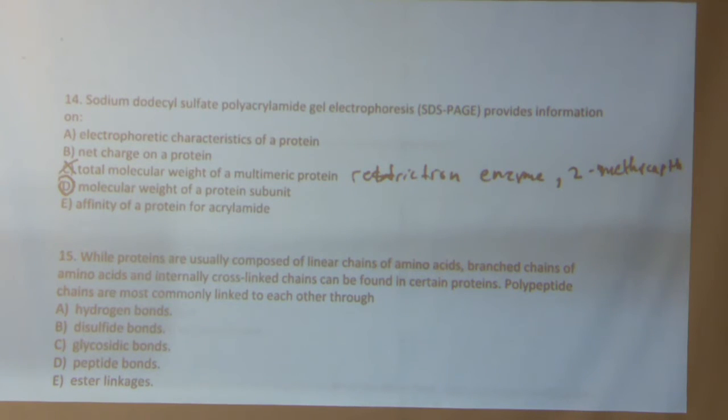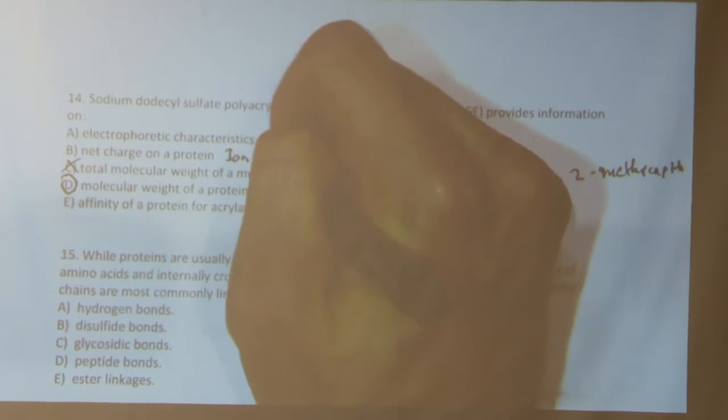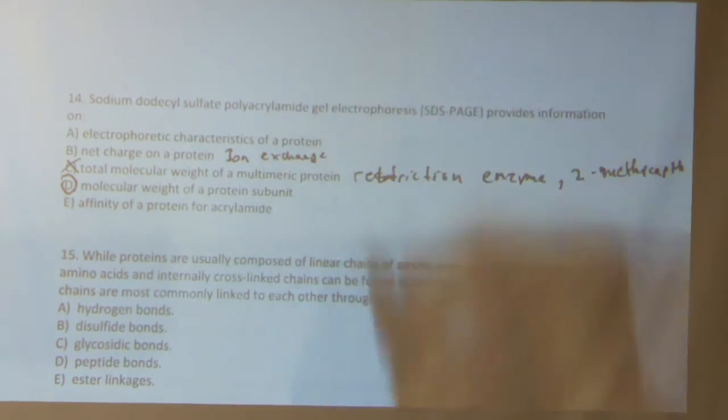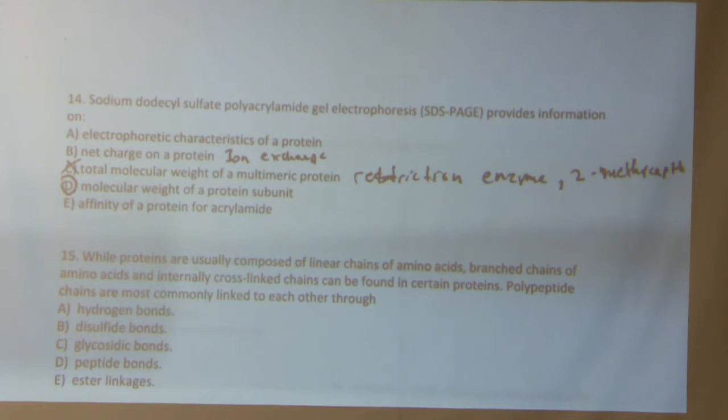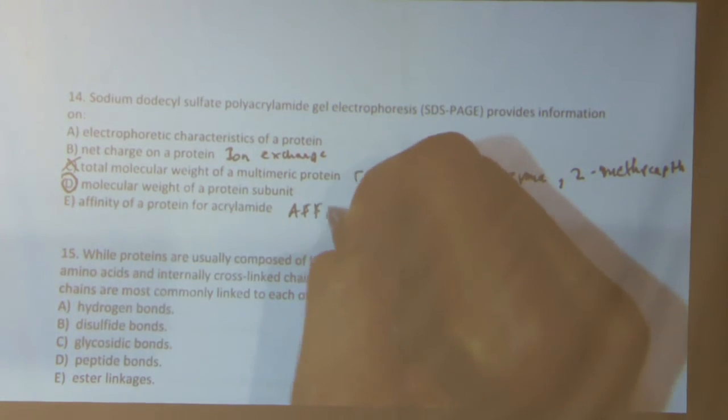And what type of assay or chromatography do we use to find charge? Ion exchange chromatography. Do we all agree? Okay, so for charge, we can use ion exchange. For affinity, what type of chromatography can we use? Affinity chromatography. Pretty straightforward. At least one thing is straightforward in biochem.